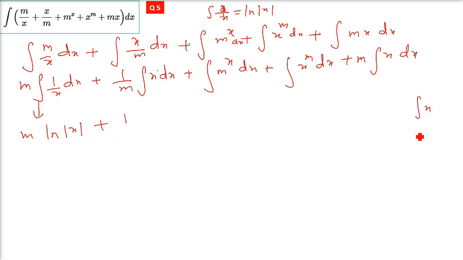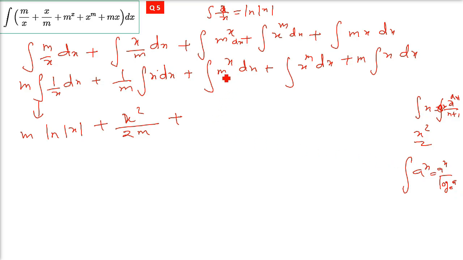Integration of x is x square by 2, because integration of x raised n is x raised n plus 1 by n plus 1. So x square by 2. We have x square by 2 m, 1 by m was already there. m raised x, a raised x integration is a raised x divided by log a. Base is e, you can simply write it as ln also. So this m raised x, log e base, so ln m.